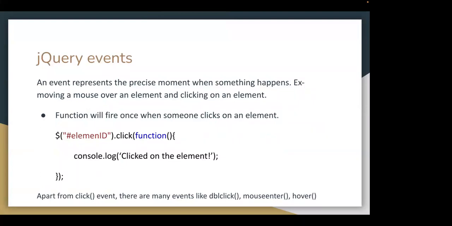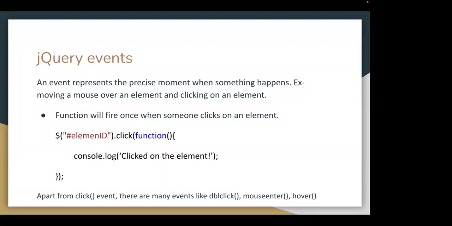Yeah, so now it is jQuery events. So what are jQuery events? An event represents a precise moment when something is happening. For example, the mouse is moving on any element or clicking the element. So these are all events. In JavaScript, we mostly catch those events and run our function. So here, what we are saying is the function will fire once the user clicks on the element.